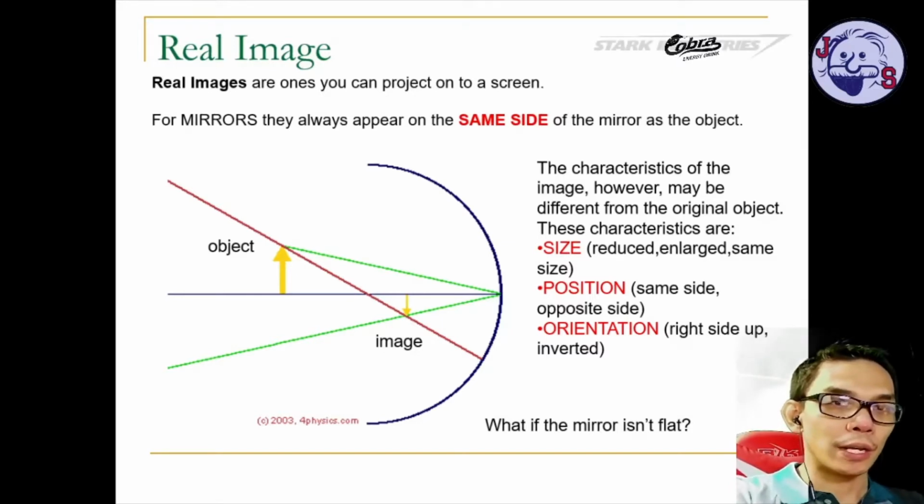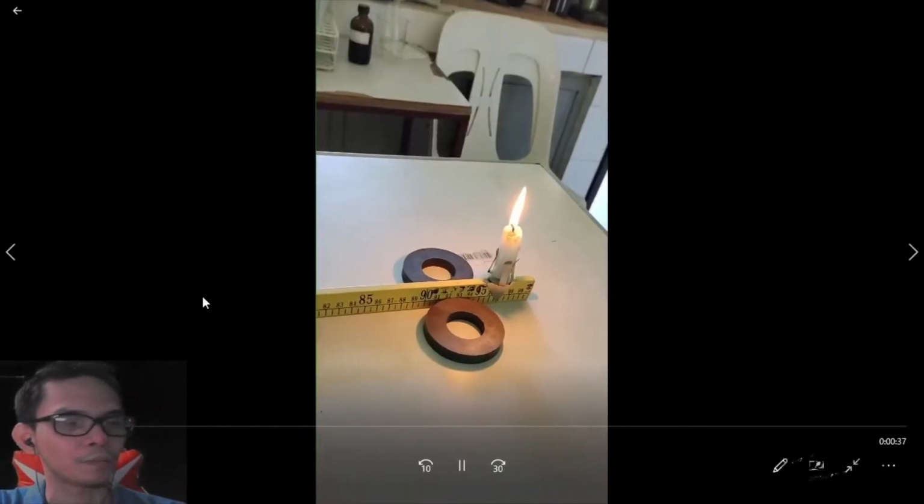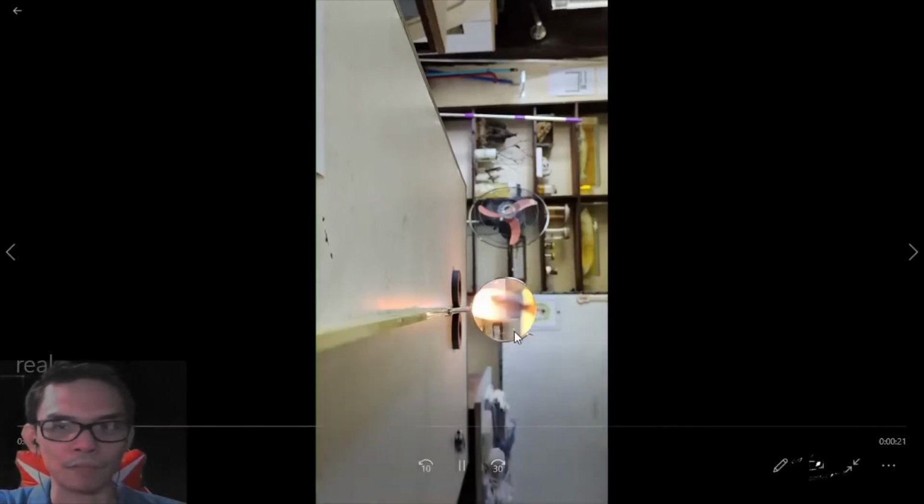Let's take a look at the real image in real life. Let's have this video. This is what the real image looks like. Again, that's the object. And what we used right here is an optical device called a lens. As you can see right there, the image that you have right here is inverted relative to the object that we used.